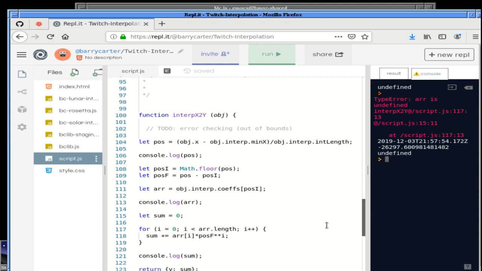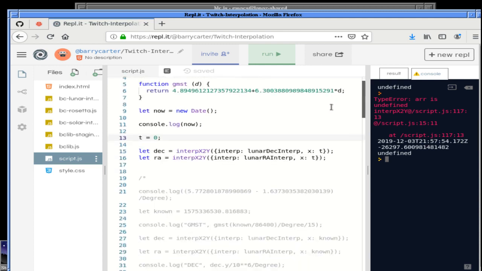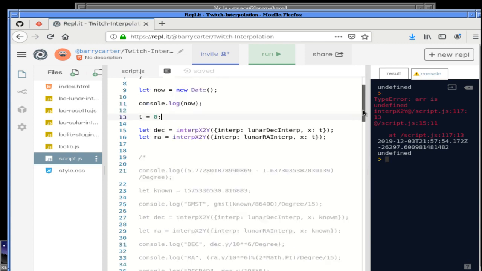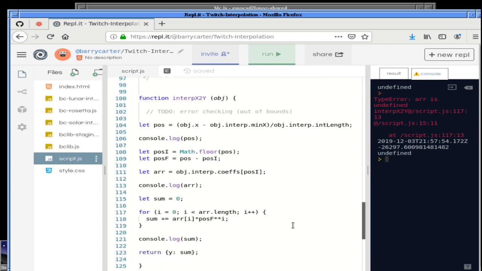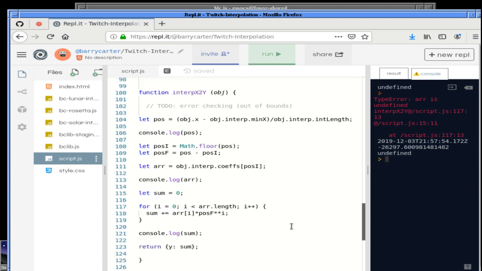Oh, because I use t equals 0, it actually comes in, t equals 0 is the beginning of 1970 for Unix time. And the approximations I'm using, as I said, were for 2015 to 2025. So let's be actually a little bit nice and fix this.